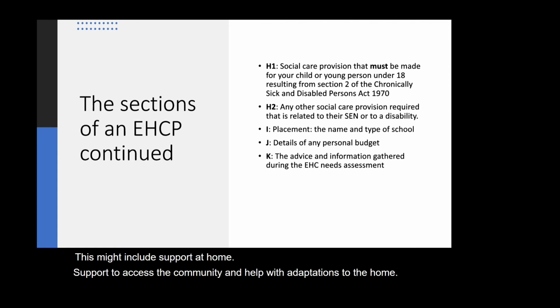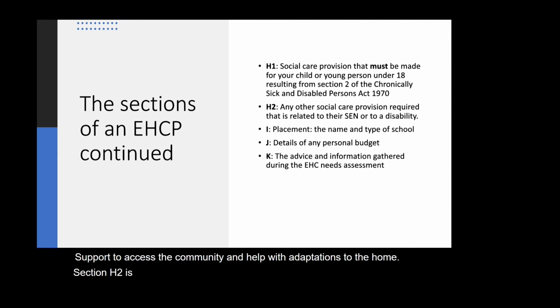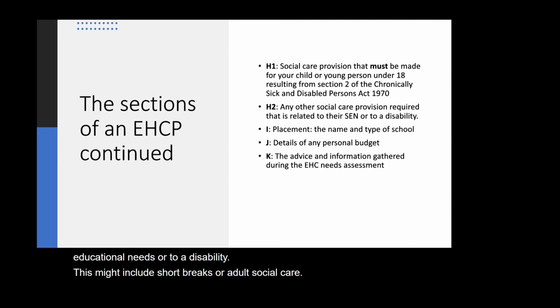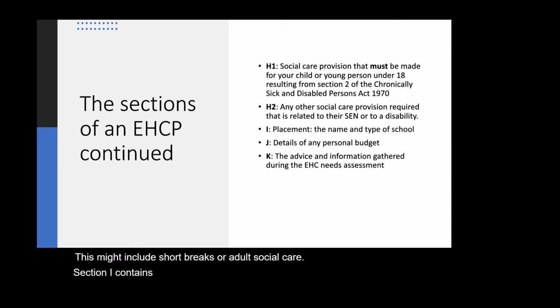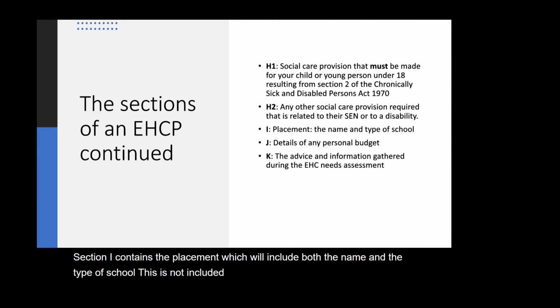Section H2 is any other social care provision that is related to the special educational needs or to a disability. This might include short breaks or adult social care. Section I contains the placement, which will include both the name and the type of school. This is not included in the draft plan and will only appear in the final plan.